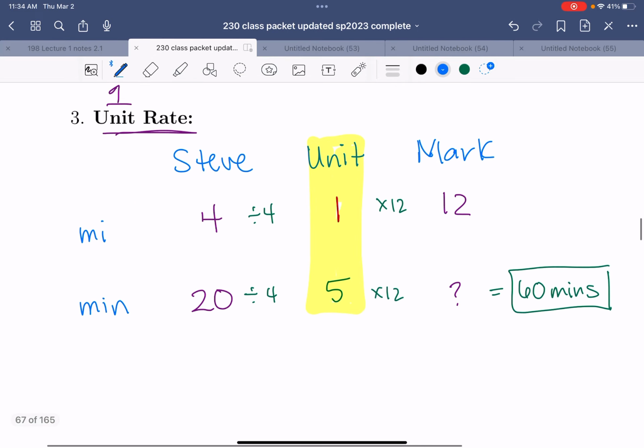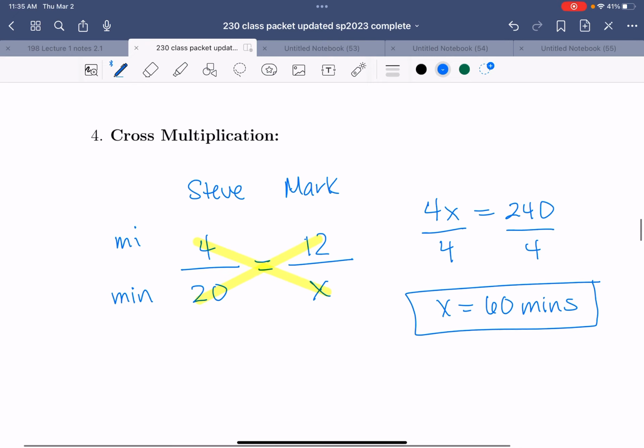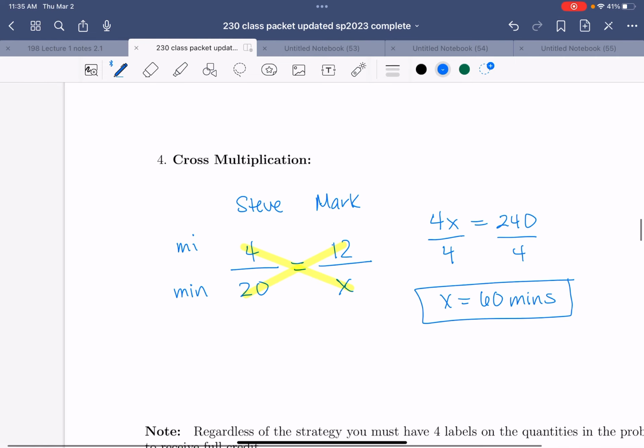I often don't use unit rate unless it's something that we typically talk about in terms of a unit rate, like speed, miles per 1 hour, or dollars per 1 gallon, or something like that. If the numbers are not nice and compatible, then I go to cross multiplication so I can get the values that I need. Okay, so these are the 4 strategies that we're going to move forward with.